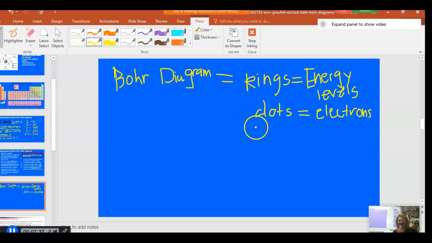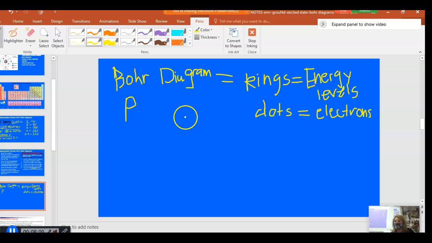There we go. Okay. So rings are the energy levels. Dots are the electrons. Again, total, how many energy levels are in the electron cloud? 7. Okay. So let's go ahead and pick an element. Let's go with phosphorus. Okay. We're going to draw the Bohr diagram for phosphorus.